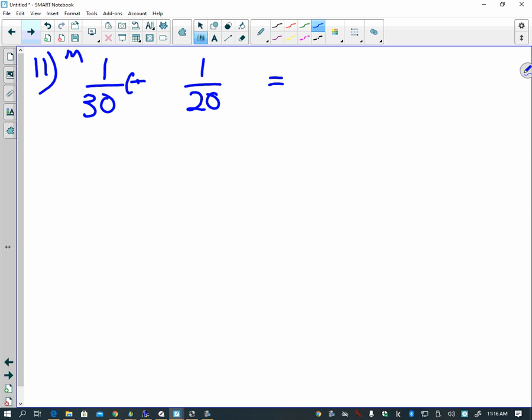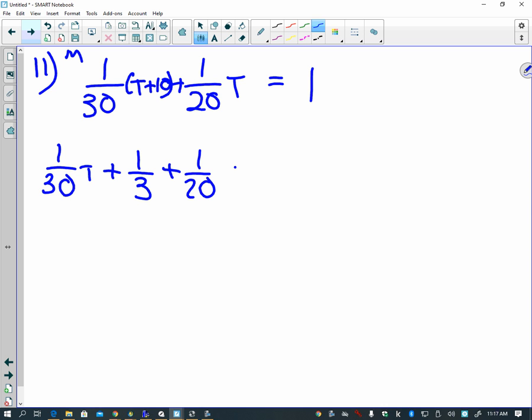So his is time plus 10. Okay. Plus his, which is just t. And we want to know it's one job, right? Rate times time plus rate times time equals jobs. Okay. So 1/30th t plus 1/3 plus 1/20th t equals 1. Okay. These two terms right here are things that can be added, but they need a common denominator, which would be what, 60?